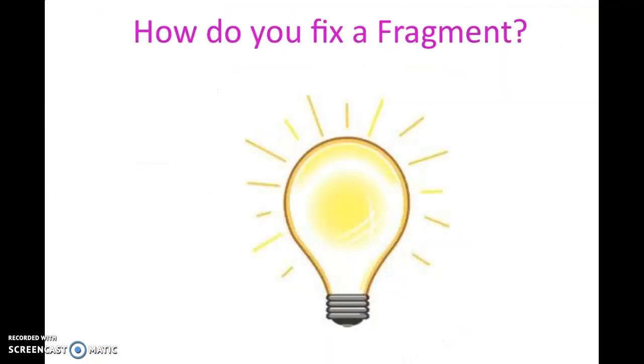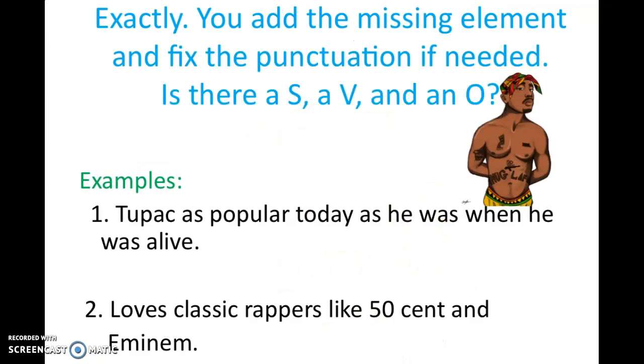How do you fix a fragment? Well, you add the missing element. You fix the punctuation if it's needed. Is there a subject, a verb, and an object? That's what you have to ask yourself. So how do you get there? Here's the example. Tupac as popular today as he was when he was alive. Sounds like something's missing, right? What do you think is missing?